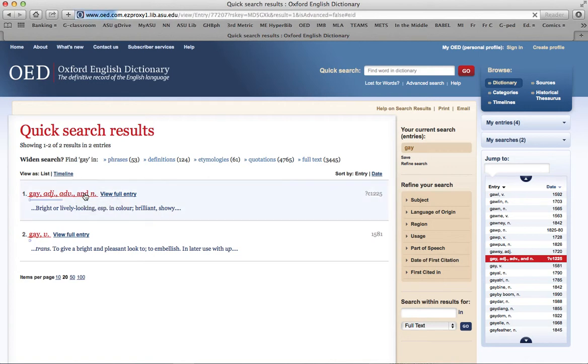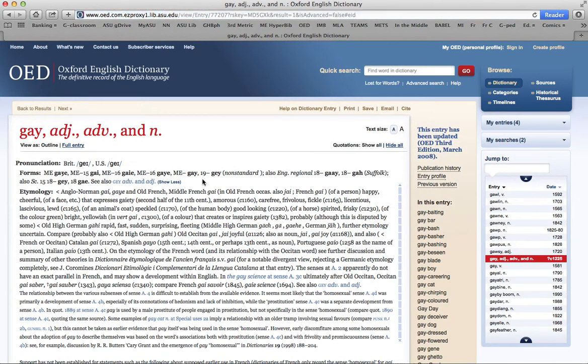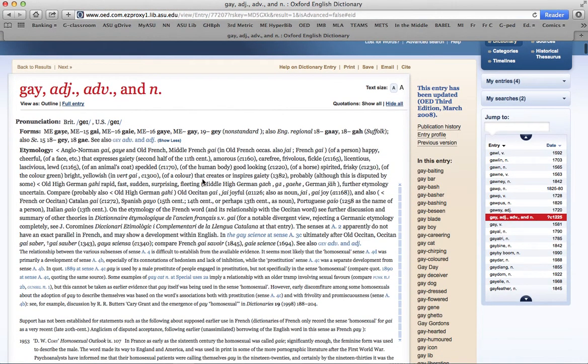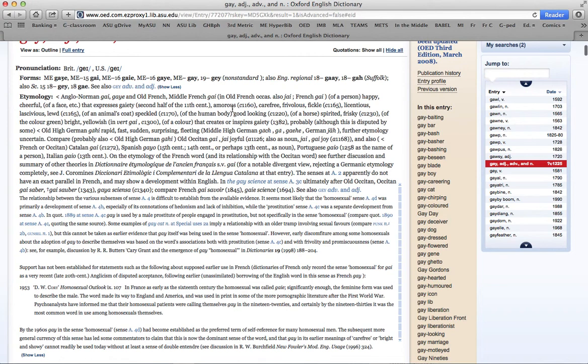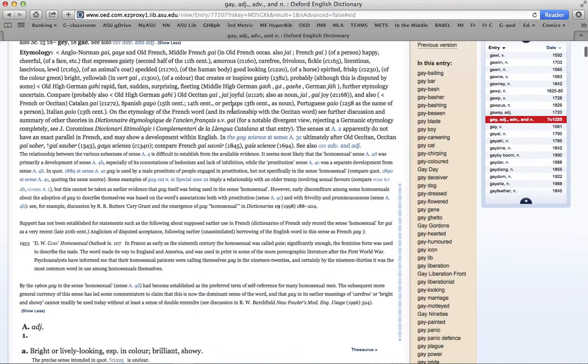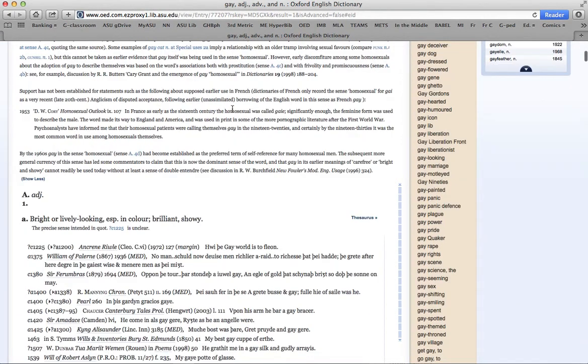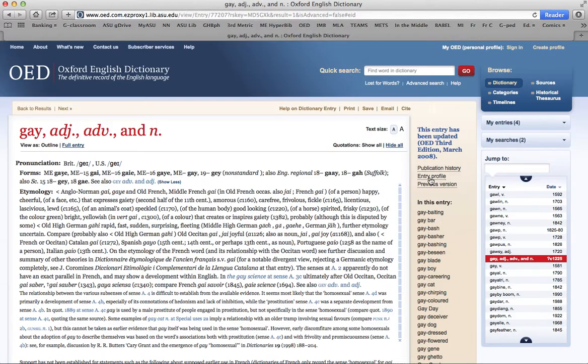So you can just click on it or hit view full entry, and you get all this information about the forms it has taken. That's Middle English, etc. Down here you have Anglo-Norman and Old French and Middle French and all this stuff. There's a lot of information here to sift through, so don't be too intimidated. But if you look at the entry profile.